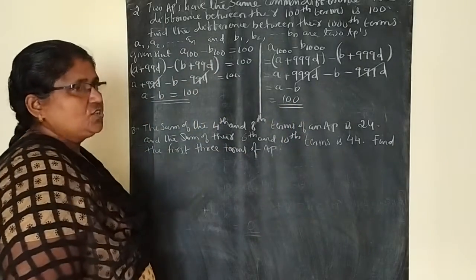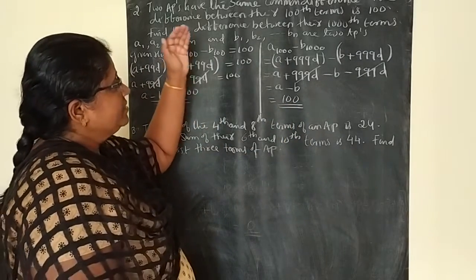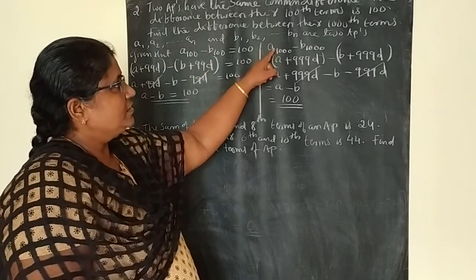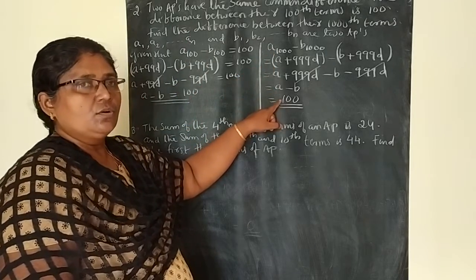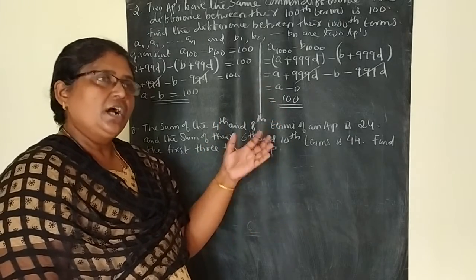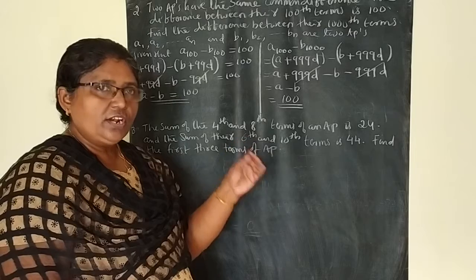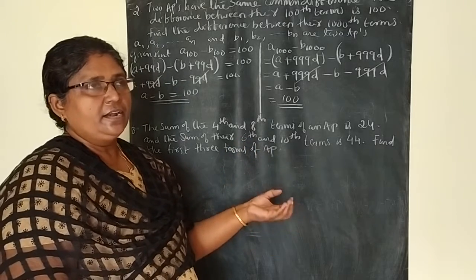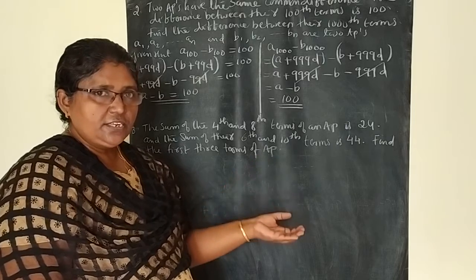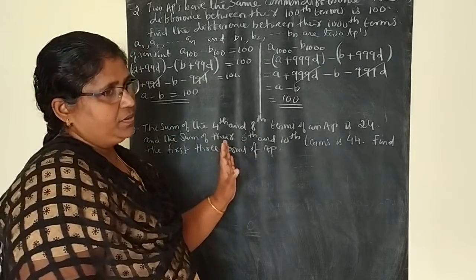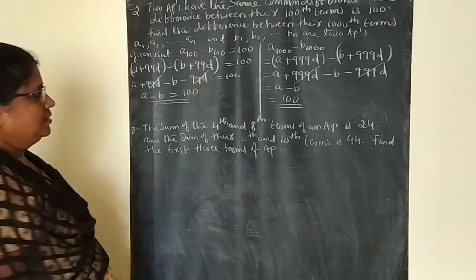So the difference is 100. Understood? When the difference between the 100th terms is 100, the difference between the 1000th terms is also 100. Or the difference between the 500th terms, 100. Difference between the 200th terms, 100. Difference between the 10th terms, 100. Difference between the 32nd terms, 100. All the differences will be 100. Okay. Now see the second question.